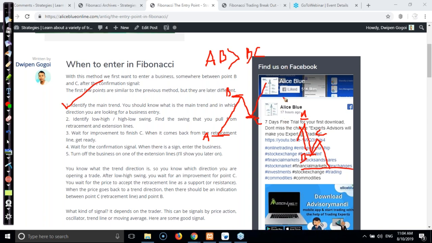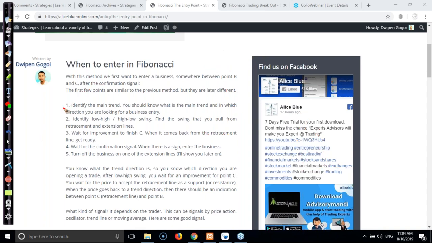When you always find out AB and BC point in Fibonacci, now you can see the first criteria is there. Always find out the trend. Always find out, that means the impulsive wave and the corrective wave. The impulsive wave is always larger than the corrective wave, like BC, right?